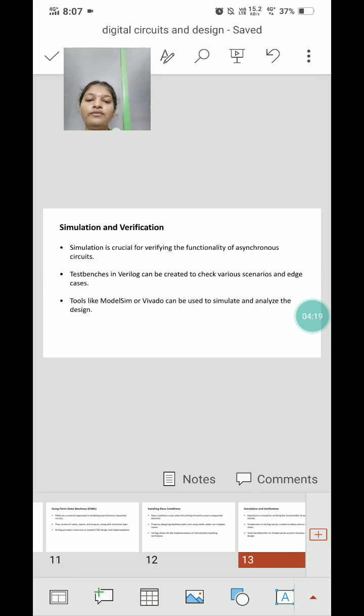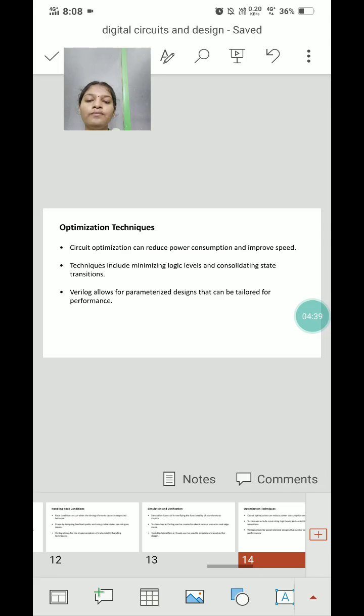Next, simulation and verification. Simulation is crucial for verifying the functionality of asynchronous circuits in Verilog. Test benches in Verilog can be created to check various scenarios and edge cases. Tools like ModelSim or Vivado can be used to simulate and analyze the design.